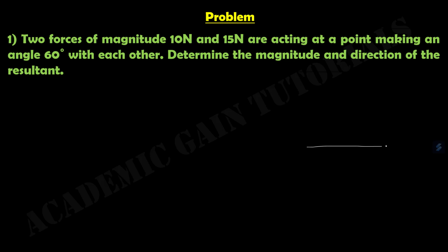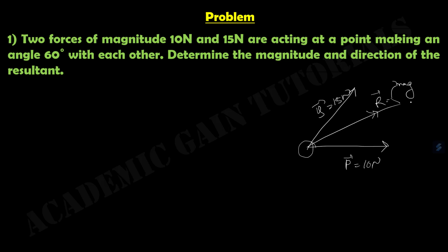So, I have to draw this whole scenario. This is the vector P which equals 10 Newton, and this is the vector Q which equals 15 Newton, and both vectors are acting at this point. So the resultant R will be this vector. We have to find out the magnitude and the direction of this resultant vector.